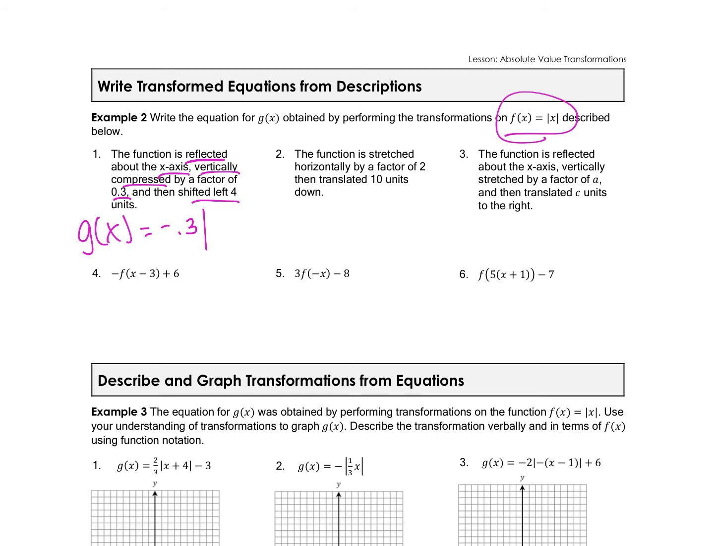And then we shifted left 4. Remember, with left on the inside, you're adjusting your x. It's the opposite. You add 4. And then notice there's not a vertical stretch. So that is our answer there.